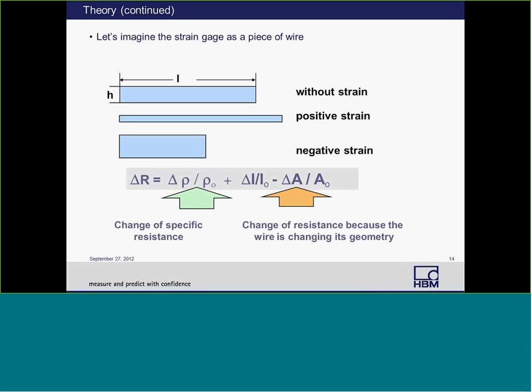So going back to the strain gauge, let's imagine that as a piece of wire. The top diagram shows our piece of wire without any kind of strain. With a positive strain, we stretch the wire and it becomes thinner and longer. With compressive strain, the object becomes shorter and fatter. And so the change of resistance can be considered by the equation below, a change in resistance because the wire is changing its physical geometry.